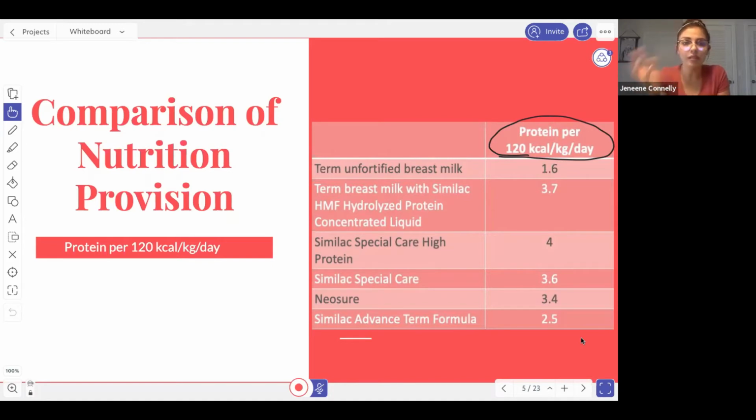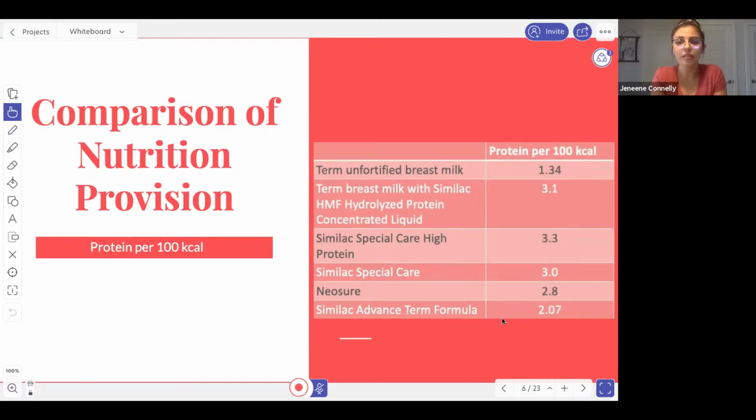kind of calculated out then, right? Because normally the websites will only give per 100 calories. That's correct. Okay. Yes. I think our next slide is also per 100 calories. Yeah. Yes. This would be the information that you can find on the actual website. Yes. Very good.